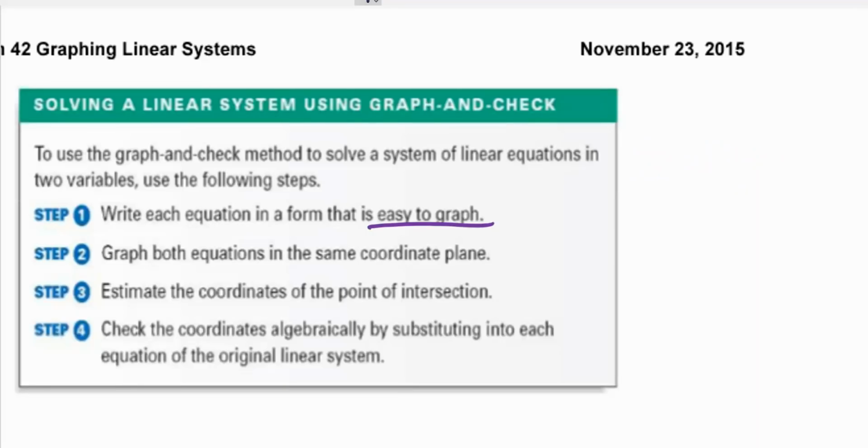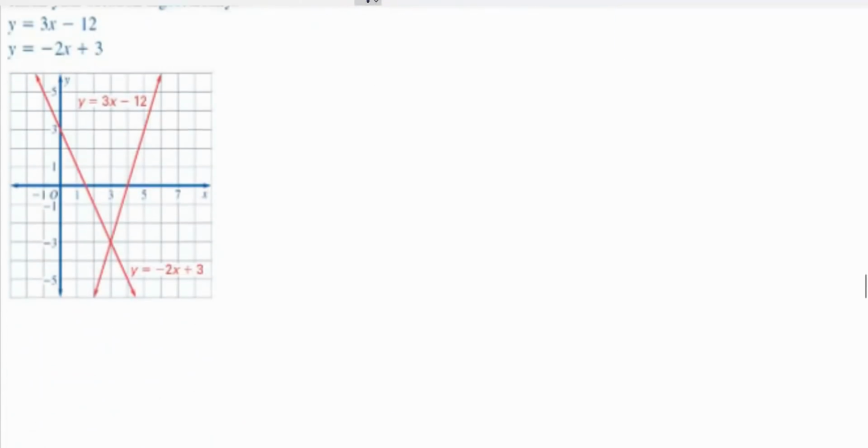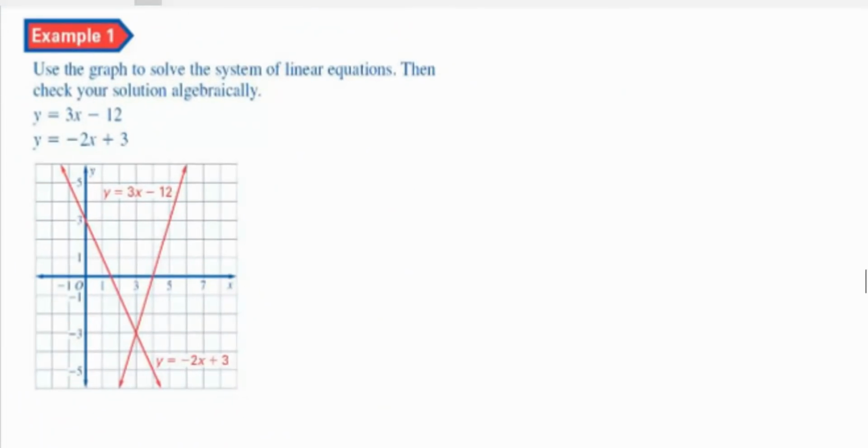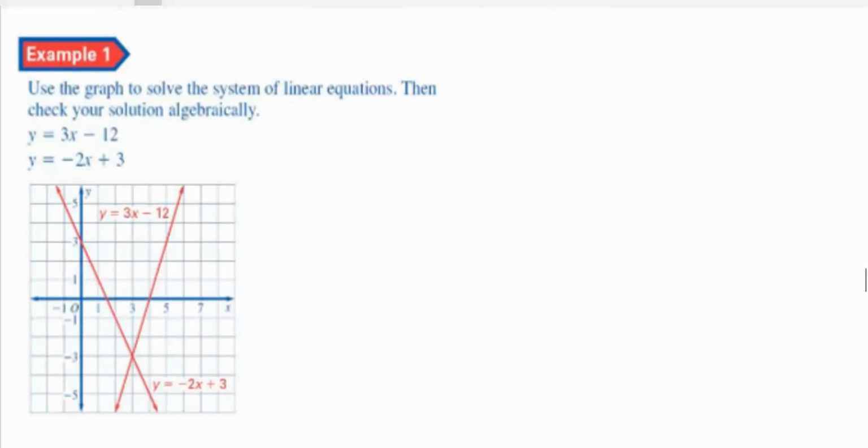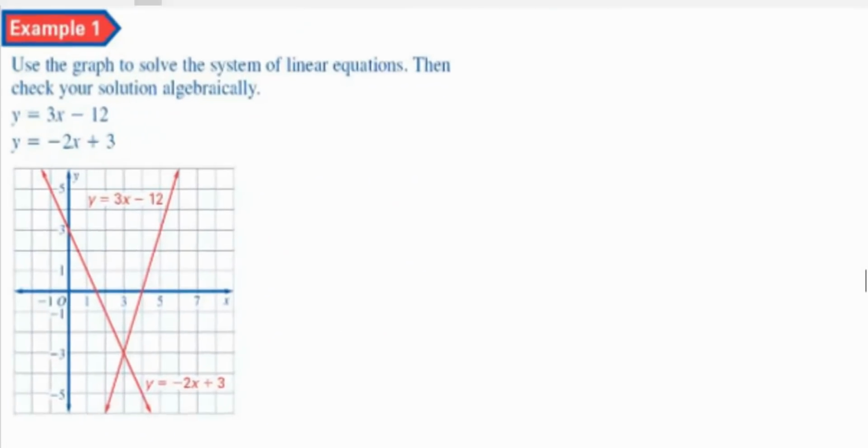Graph both equations in the same coordinate plane. Estimate the coordinates of the point of intersection. So find the point of intersection and then check the coordinates algebraically by substituting into each of the two original equations. Our first example, you guys should pause this and try to do this.